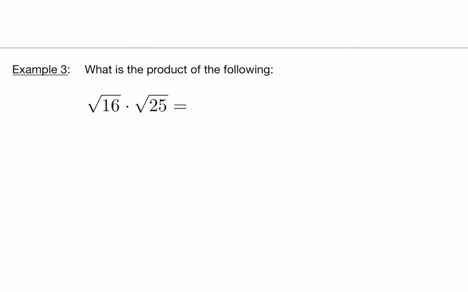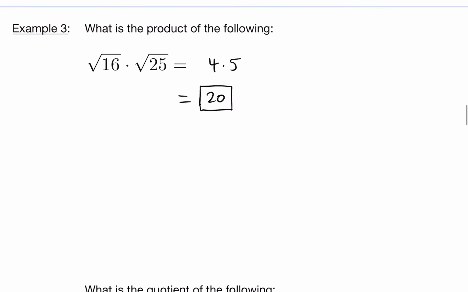Okay, moving on to example number 3. What is the product of square root of 16 times square root of 25? Okay, now this problem could be very, very easy or could become much more difficult. The natural thing to do is to bring both of these numbers together and multiply them and then find factors. However, if you recognize that both 16 and 25 are perfect squares, then you could easily find their square roots. Okay, so the square root of 16 becomes 4, and the square root of 25 is 5. And so then my answer here is 20.